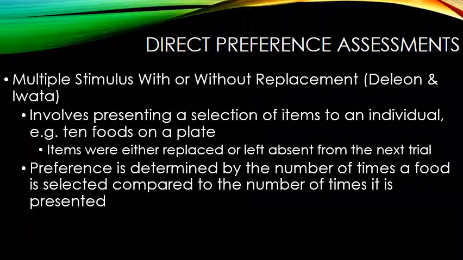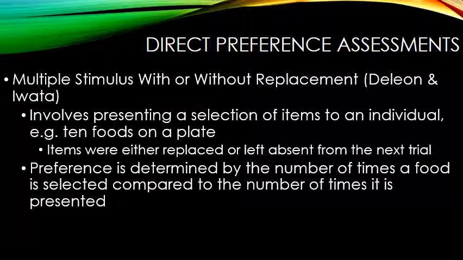In the multiple stimulus with replacement preference assessment, once the individual selects something, they're allowed to engage in it. So if they select an edible, they're allowed to eat it, and if they select a toy, they get about 30 seconds to play with it. In the with replacement preference assessment, the item is then placed back into the array, and the individual is given another choice to try from all of the available items.